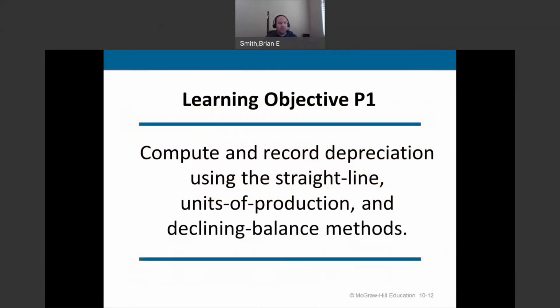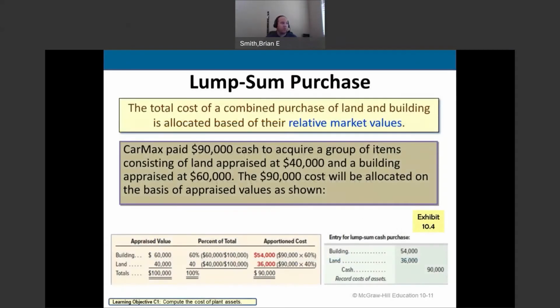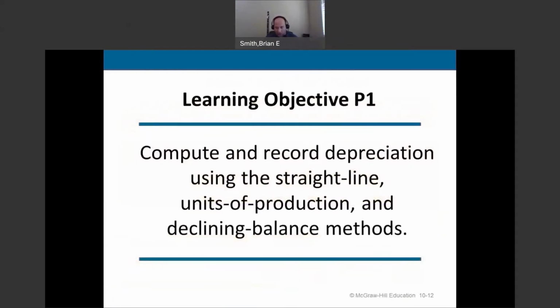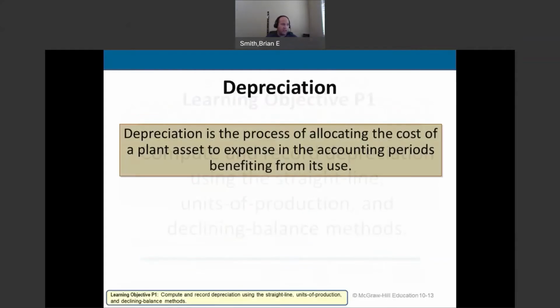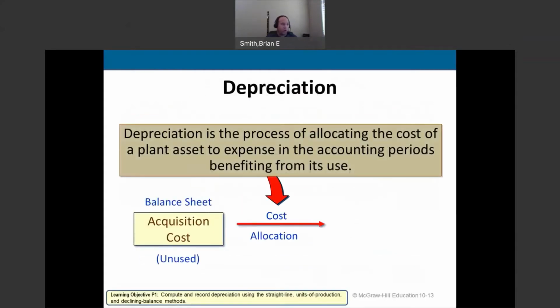All right, so in this situation, we're going to record these depreciation expenses using the straight line, the units of production, and the declining balance methods, okay? First of all, I just want to point out I can't stand the double declining balance or the declining balance methods. I just hate it, okay? But you will need to know it, and so I will teach it.